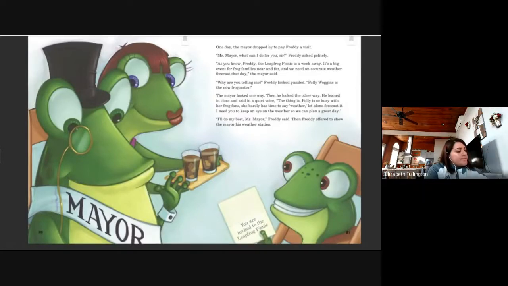"Why are you telling me?" Freddy looked puzzled. "Polly Woggins is the new frogcaster?" The mayor looked one way, then he looked the other way. He leaned in close and he said in a quiet voice, "The thing is, Polly is so busy with her frog fans, she barely has time to say weather, let alone forecast it. I need you to keep an eye on the weather so that we can plan a great day." "I'll do my best, Mr. Mayor," Freddy said. Then Freddy offered to show the mayor his weather station.